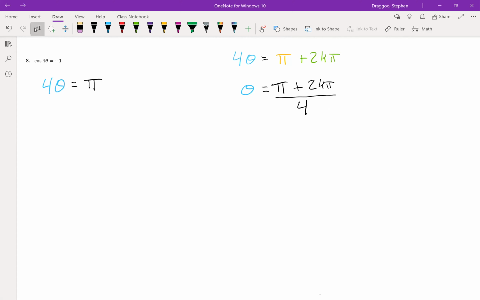Then bring that into our last problem. Cosine of 4 theta is equal to -1, meaning that 4 theta is pi. So theta is equal to pi plus 2k pi over 4.